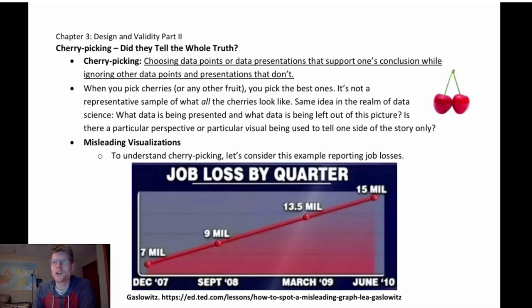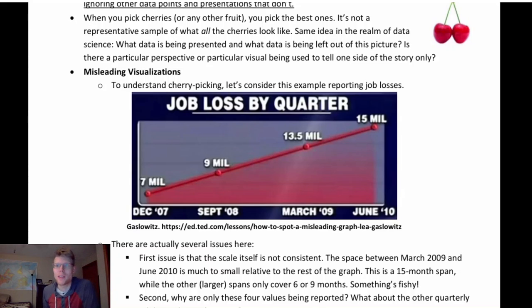The name cherry picking comes from the idea that whenever you're picking cherries or fruit in general, you're probably picking the best. You're not going to pick a truly random sample of cherries on the trees. You're going to pick the ones that are ripe and done. So the cherries in your basket are not representing the cherries on the trees as they are. The same thing happens whenever we present data. We present the results that make a particular case, while sometimes leaving out other results as well. Here's an example of a visualization that is cherry picking.